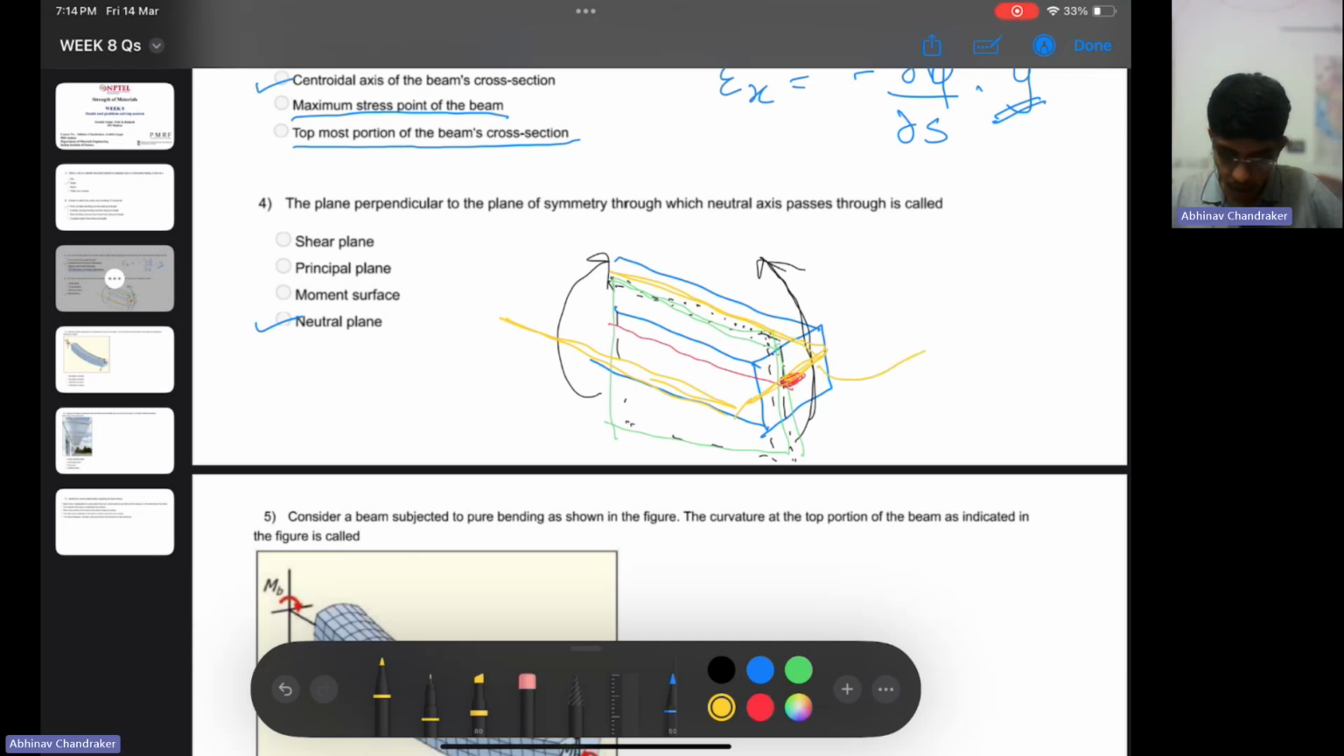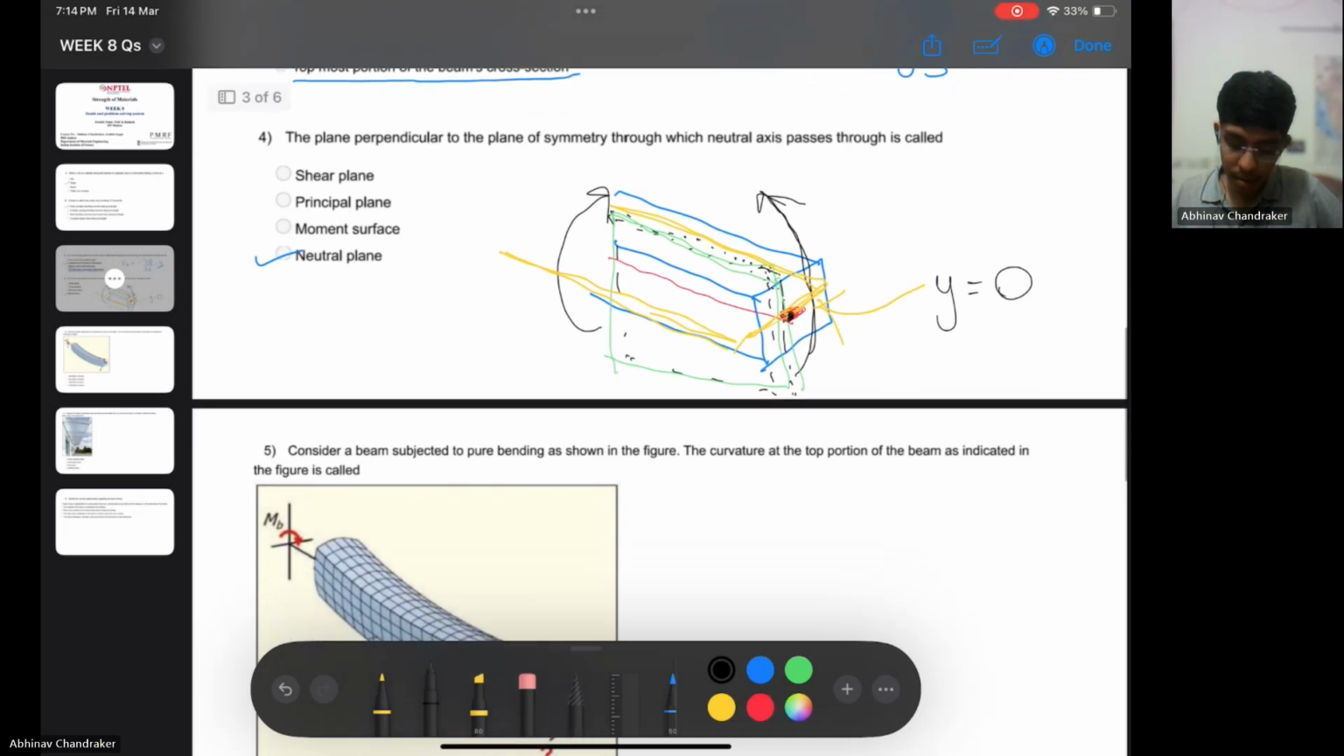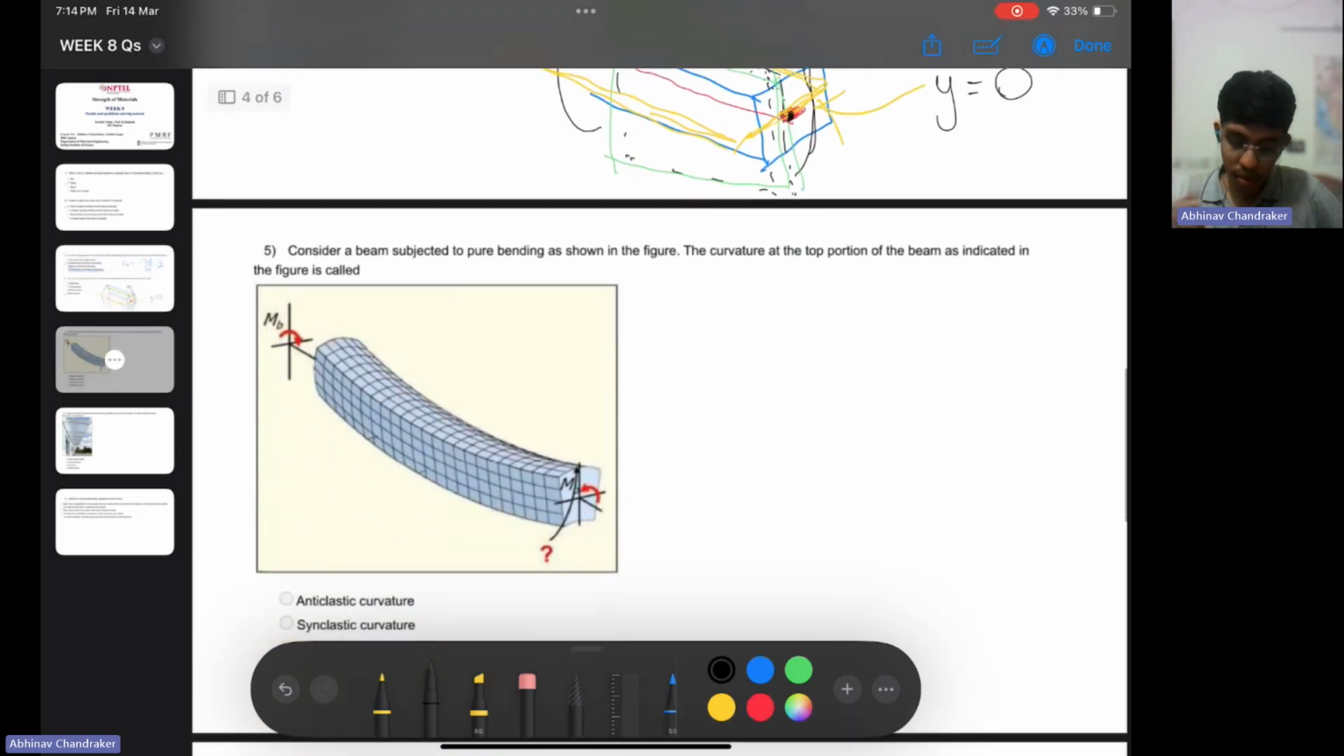So to make it more clearer, mathematically we can say that here the y is going to be 0 because it lies on the centroid. The y position is the centroidal position. Centroid's y position. Yeah.